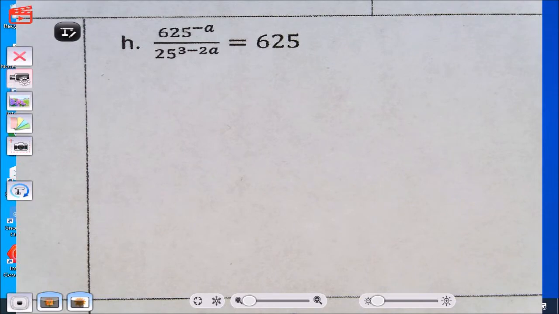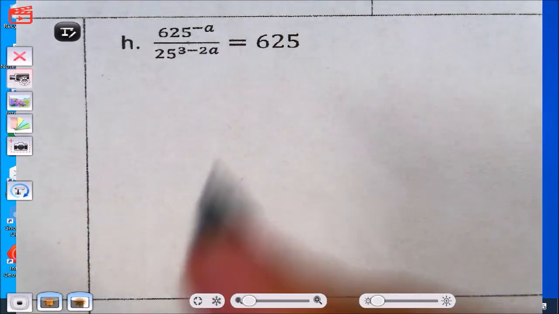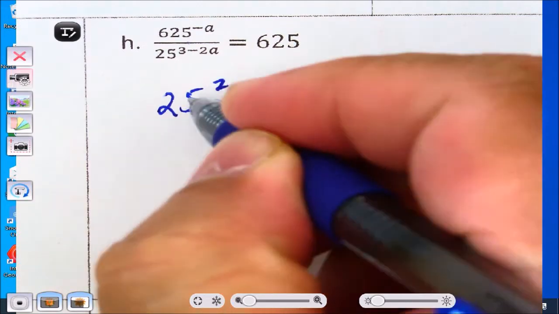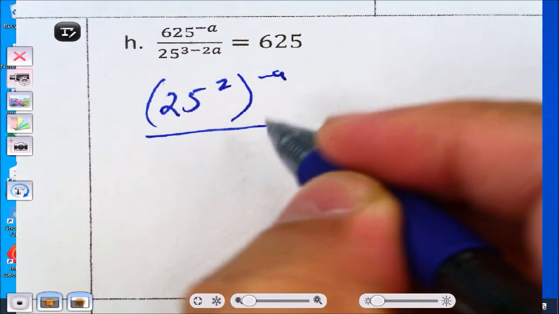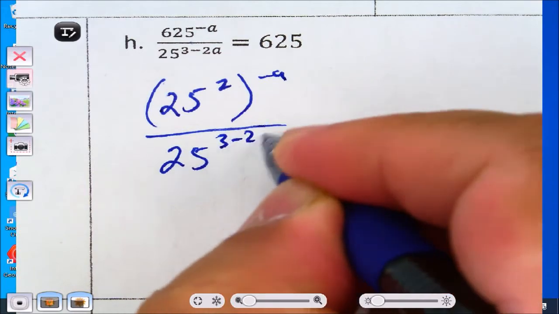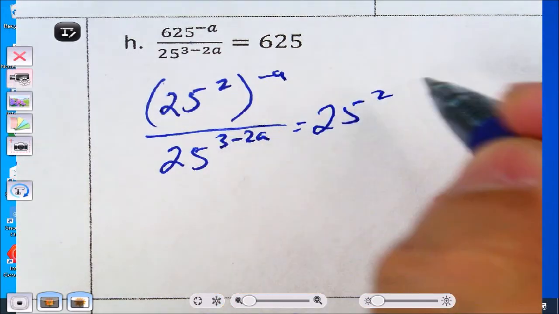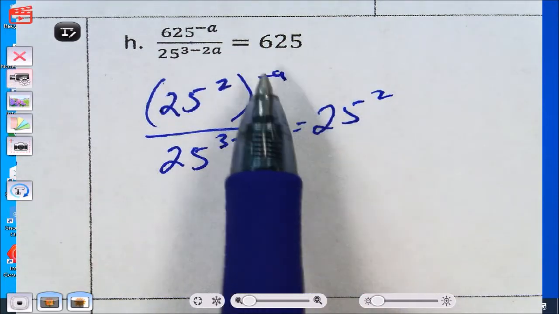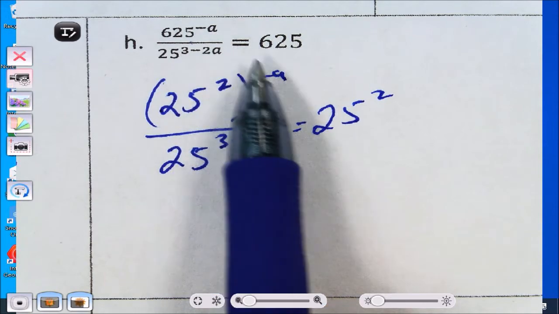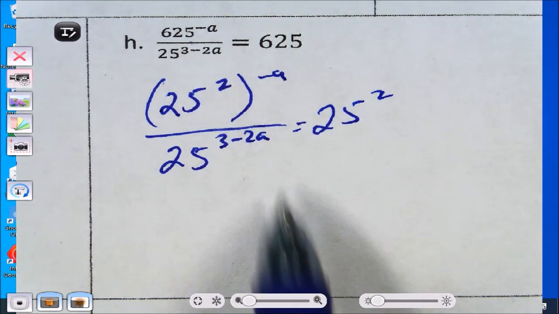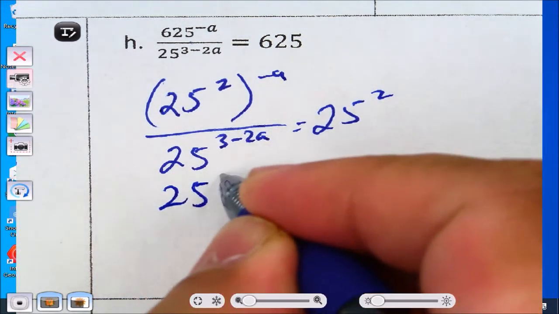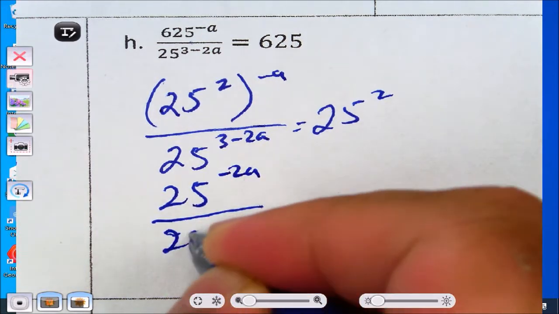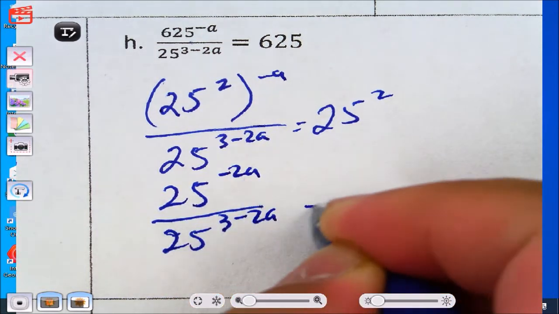Alright, let's look at H. So recall, 625 was 25 to the second power. So all I'm doing right now is rewriting. Okay, so that's a negative a. I know it's hard to tell what that is. I just copied that negative a that was up here. And the screen is frozen. There we go. Alright. So I wrote negative a, that's the same negative a up there. Okay? Alright, so that becomes 25 to the negative 2a over 25 to the 3 minus 2a. I'm still just copying the denominator.